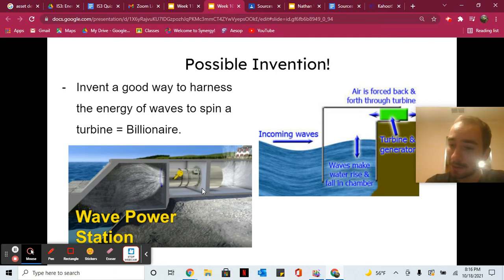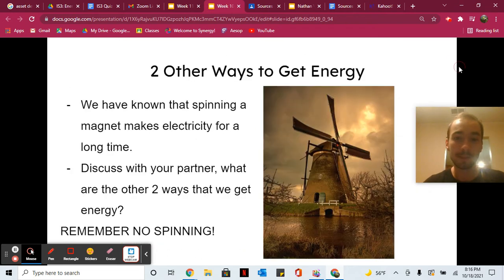It has not really been used in the US. Other countries are trying to do it, but this would be a great way to be a billionaire because if you invented a great way to get electricity for free by harnessing the power from the waves, you could provide a lot of renewable and carbon-free energy, which would be a huge game changer for climate change.